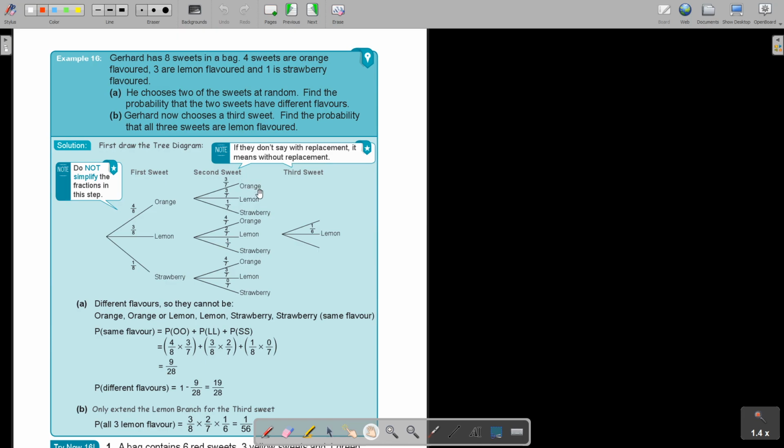And then, if there's a third sweet, they take out the first sweet, eat it, don't replace it. Take out the second sweet, eat it, don't replace it. So can you see, this denominator was 8. Then these denominators will all be 7. It's dependent. And then if I go for the next one, it will all be 6. And if I go for the next one, it will all be 5. Do you see? Every time one less.